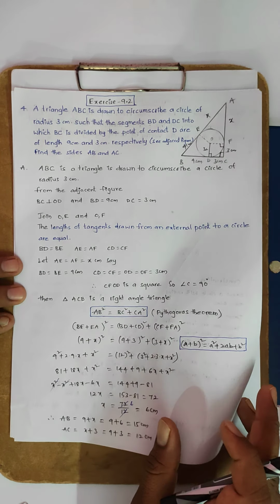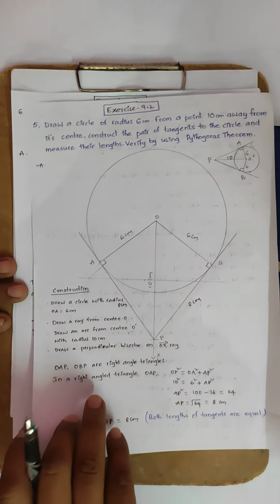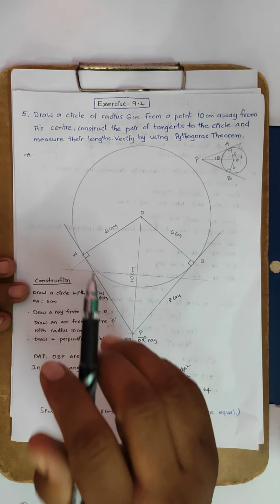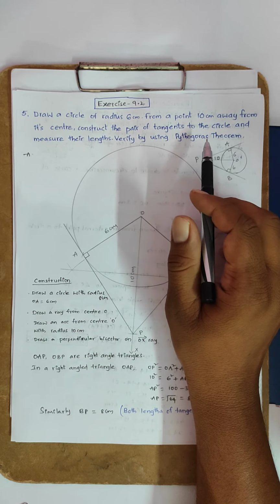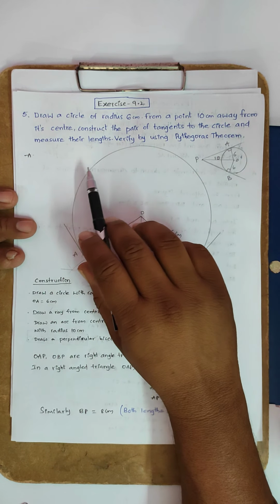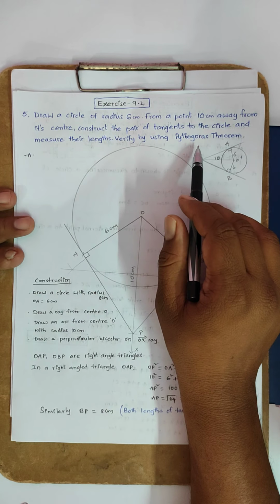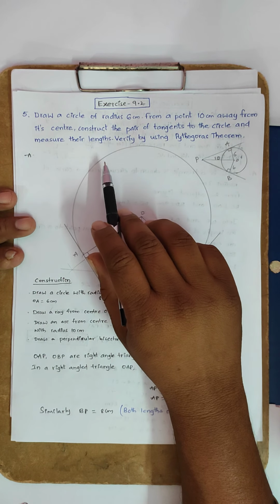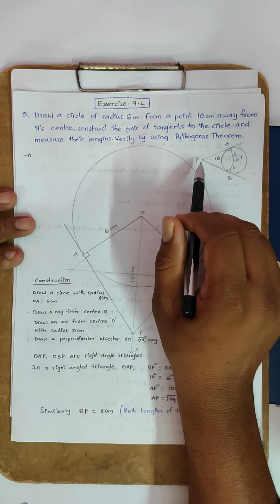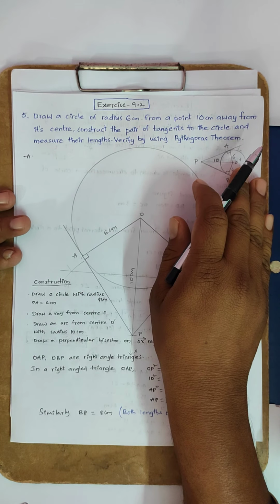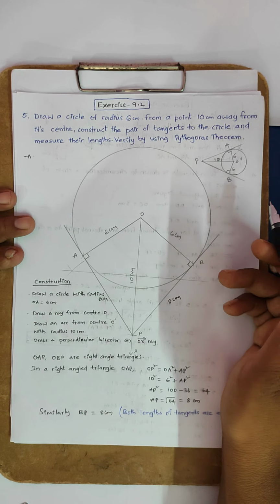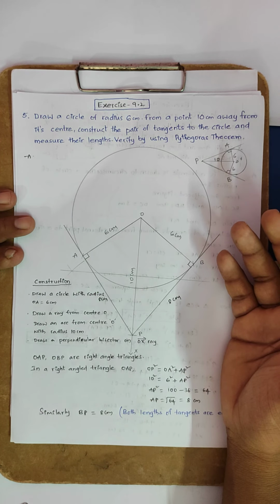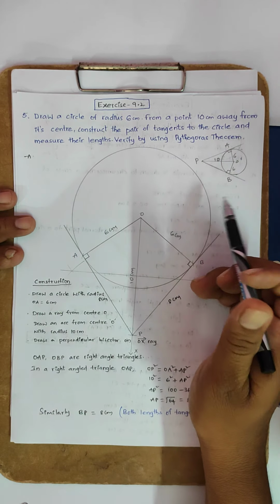I hope you understood the problem. Next, the fifth problem. Draw a circle of radius 6 centimeter. From a point 10 centimeter away from its center, construct the pair of tangents to the circle and measure their lengths. Verify by using Pythagoras theorem. This is very important. All problems and all concepts in mathematics are important.